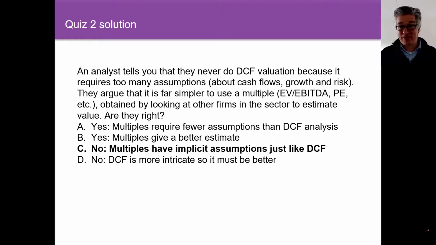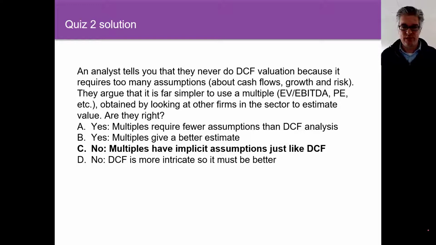And well, we just spent a long time on DCF analysis, so hopefully the answer is not that surprising: indeed, they are not right. Because multiples have their own implicit assumptions, just like DCF, and I'll talk more about that in the next part of the lecture.